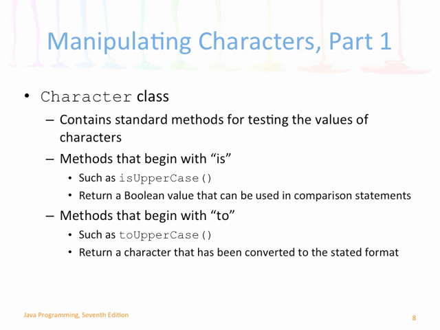The character class contains standard methods for testing values of characters. These methods begin with the word is. An is method is known as a predicate method, and all that means is that it returns a Boolean, it returns a true or a false. When you see a method that starts with the word is, it doesn't mean anything magic to Java, but that's a heads up to the programmer. This method is going to return a Boolean. Methods that begin with to are going to cause some conversion to take place, such as toUpperCase will return a character that has been converted to uppercase.